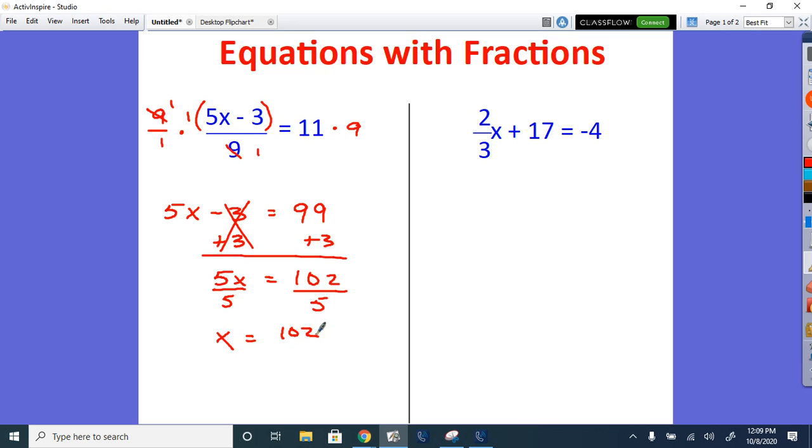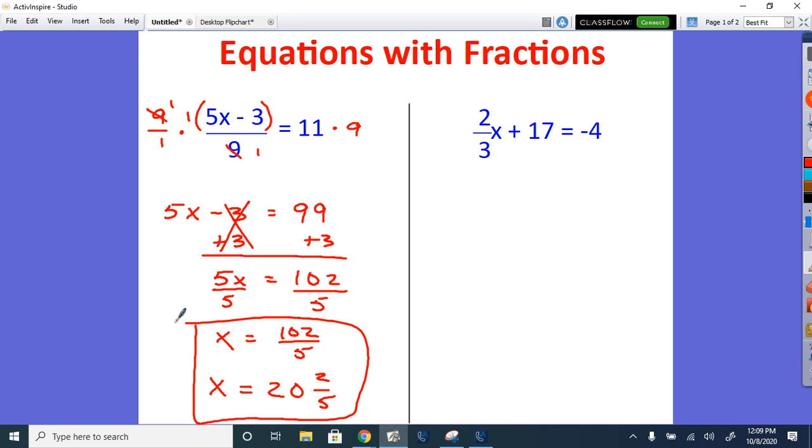X is equal to, you could leave it as 102 over 5, or if you would like to convert that, you certainly could make it 20 and 2/5. Both would be acceptable here because it is already a reduced fraction. Okay? Now the second one, I said there's a little bit of a different step.